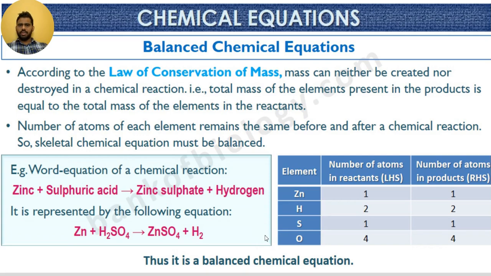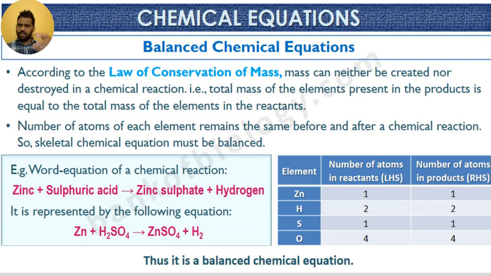Next we go and understand why it is important to balance a chemical equation. This question is asked in the board exams. Why should we balance a chemical equation? Why is it necessary? So the answer to this question is the law of conservation of mass. The law of conservation of mass states that mass can neither be created nor destroyed in a chemical reaction. The total mass of the elements present in products is equal to the total mass of the elements in the reactants.